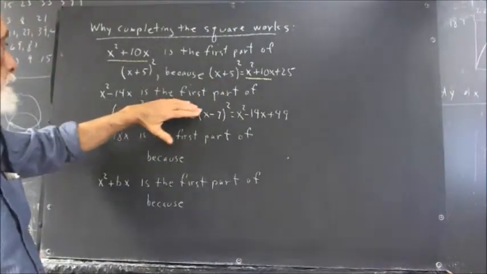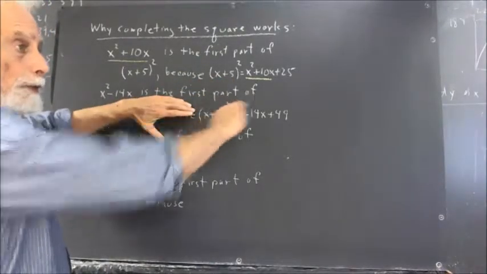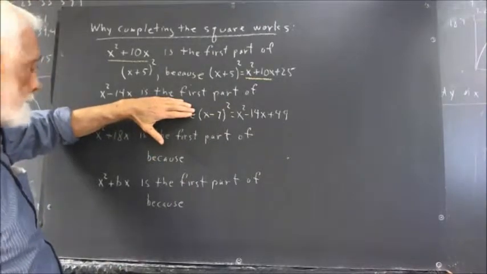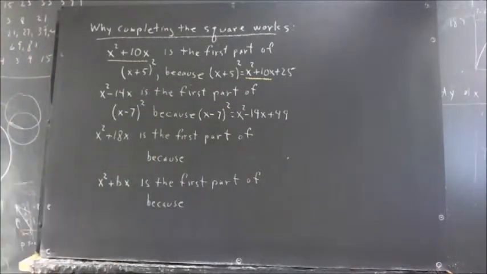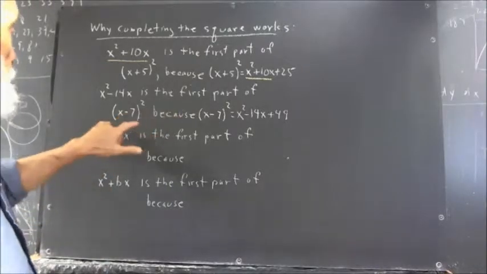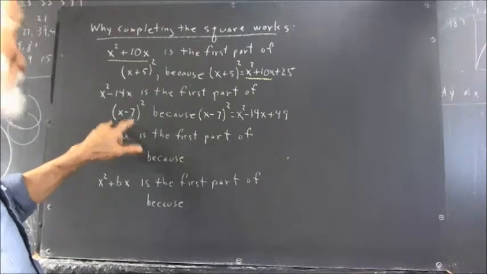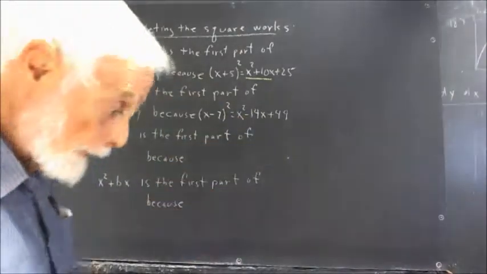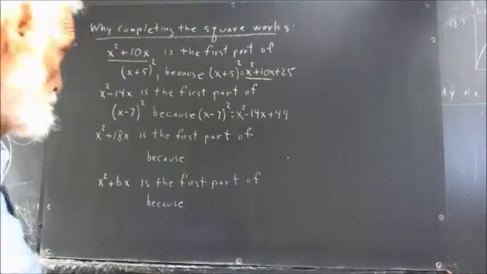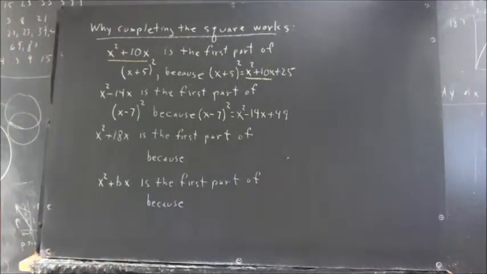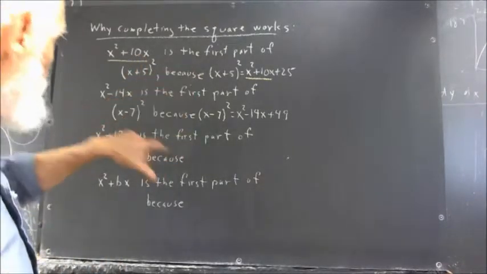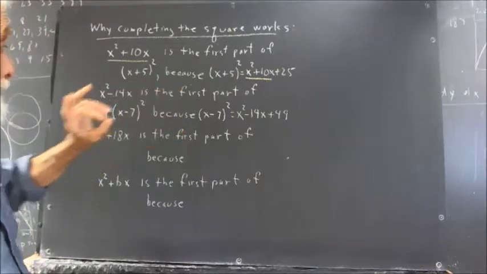Okay, see if you can do this one now. x squared minus 14x is the first part of what? Pause, do it without looking. Okay, well, I say it's the first part of the quantity x minus 7 squared. If you didn't get that, square this before you look any further. If you look, you're going to ruin your chance to understand something. Okay, of course, you get to look. Okay, you get to look now.